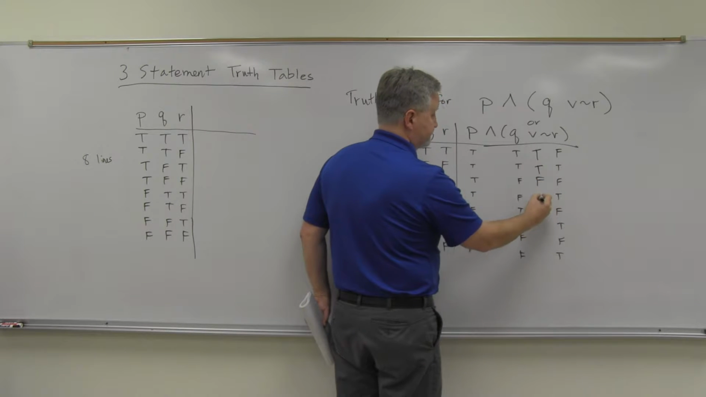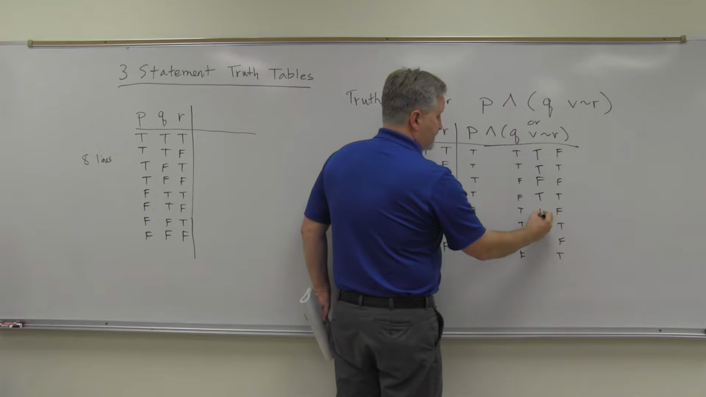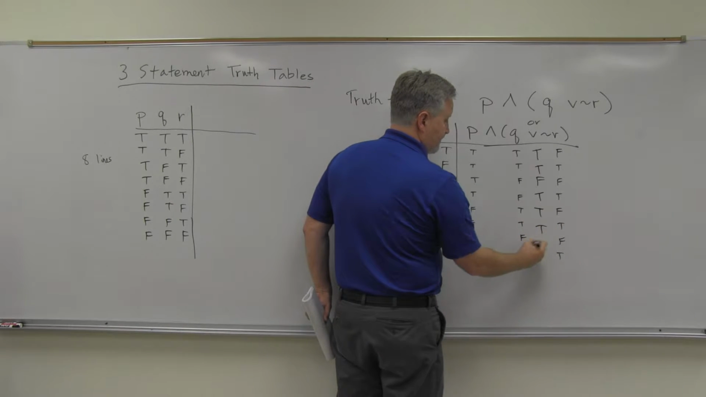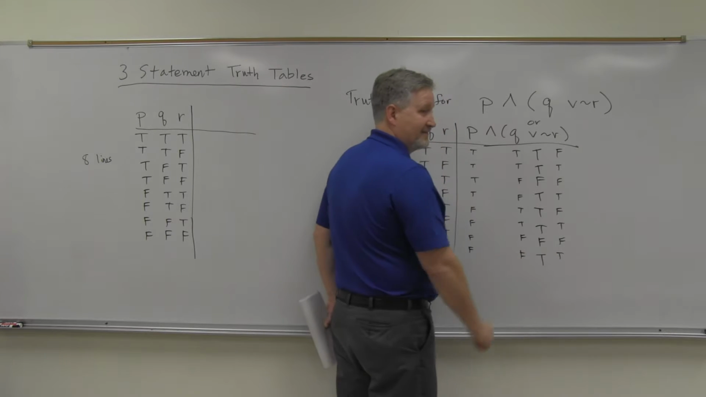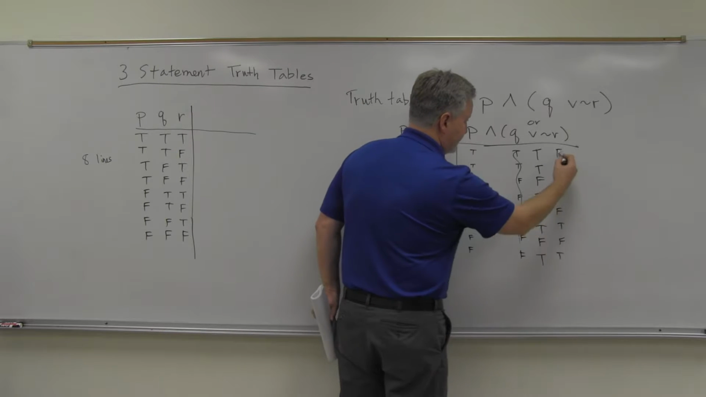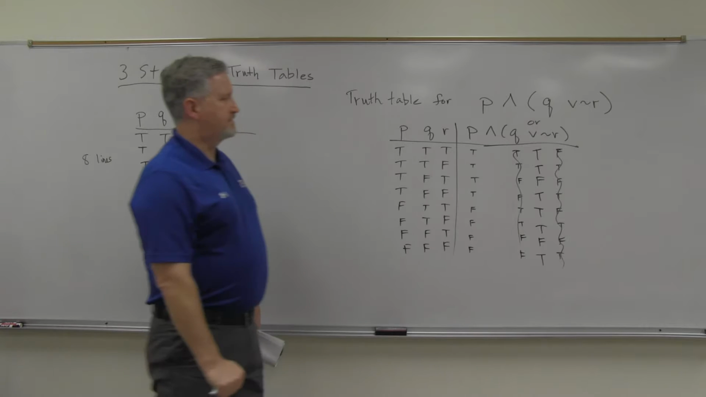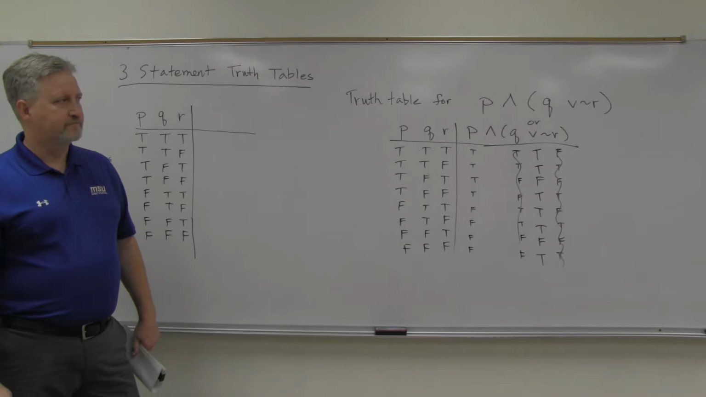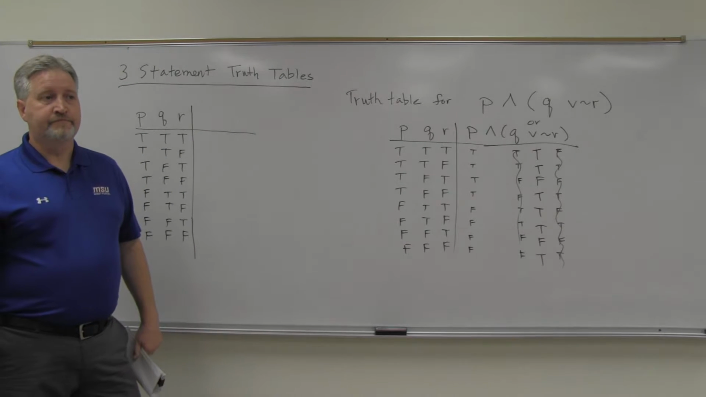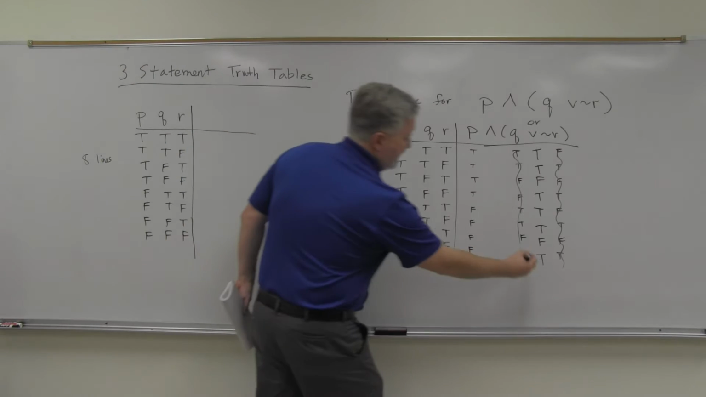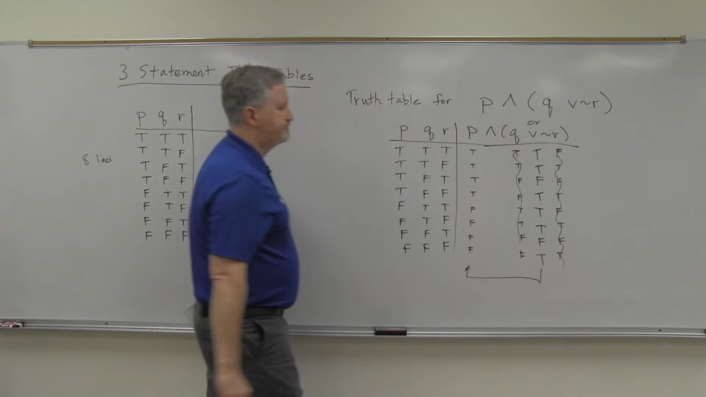False or true? True. True or false? True. True or true? True. False or false? False. False or true? True. Mark those out so we don't get confused here. Just the middle one. Is that okay? All right. So now we take that and combine it with that one.